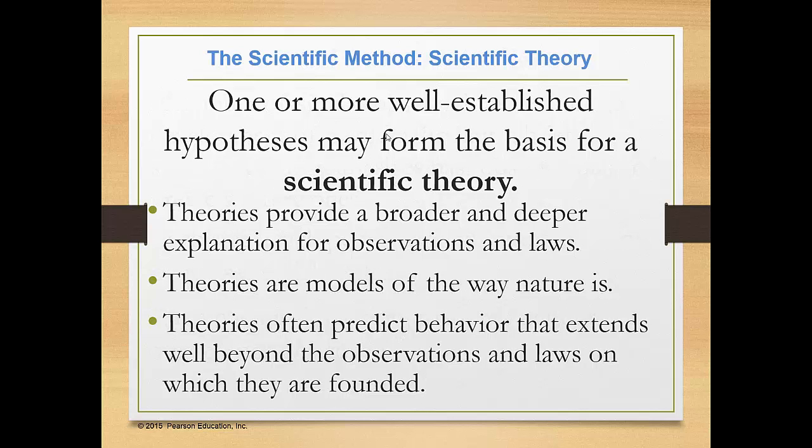Once we get our laws and we get them well established, these well established hypotheses, we can begin to develop a scientific theory. A theory is just a little bit broader and deeper way of looking at observations and laws. They're models for nature very often, and they predict behavior. So what we're trying to do is use our observations, our laws and our theories to make predictions about something else that we can then go test.